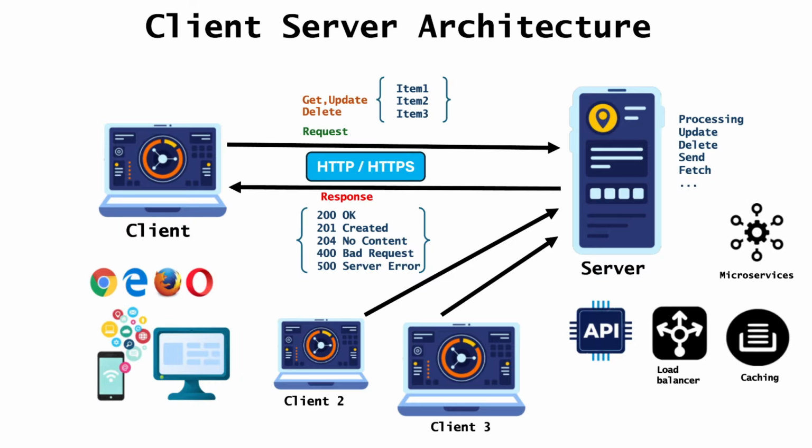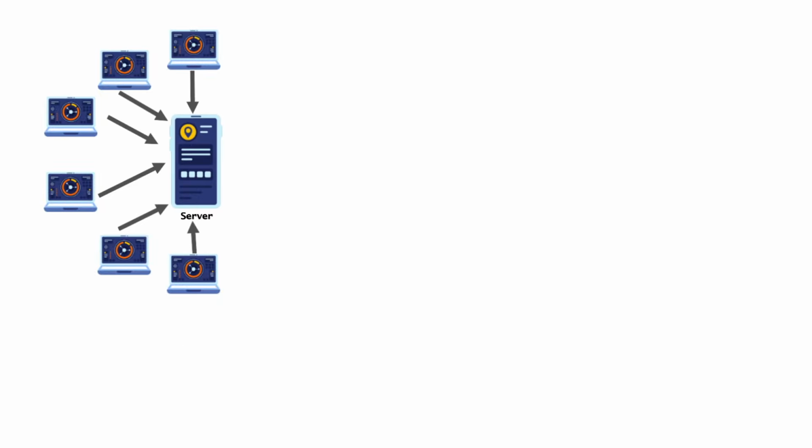Now that we understand the basic client-server model, let's take it one step further. In small applications, a single server might handle everything: business logic, database operations, and even static files. But as systems grow, that approach quickly becomes a bottleneck. That's where the three-tier architecture comes in, a foundational concept in system design. We split our system into 3 layers.